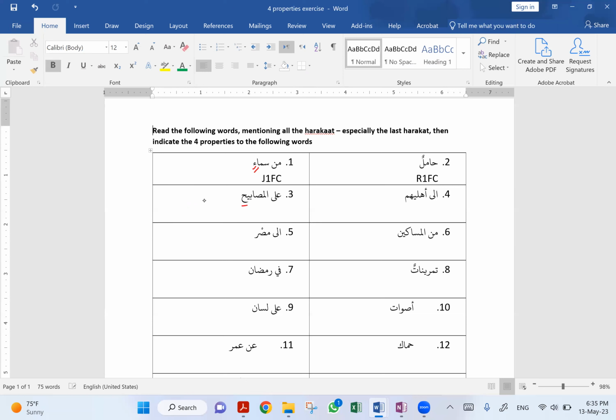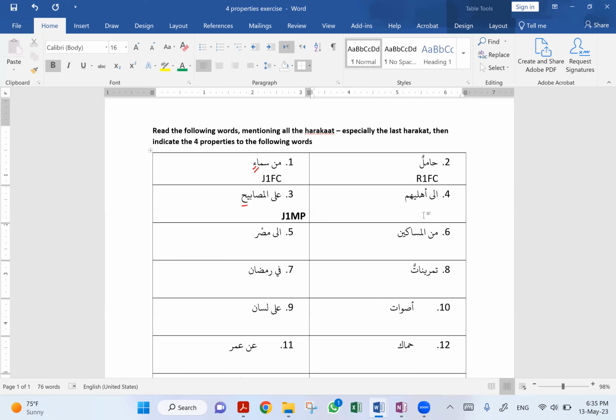Good. So what is the status? It'll be jar, singular, masculine, and proper. Yes, good. Let's do "ila ahlihim".